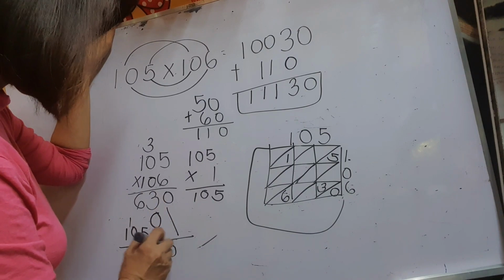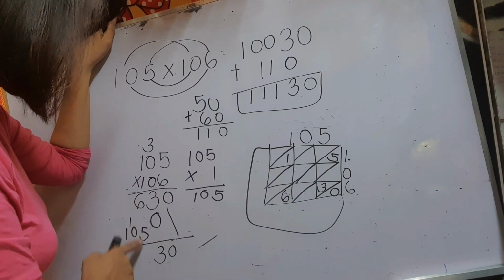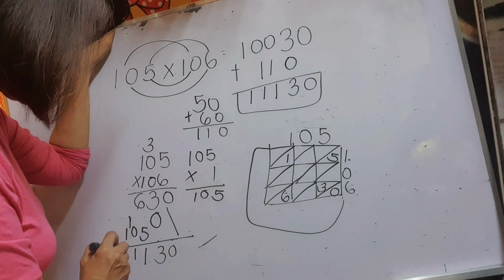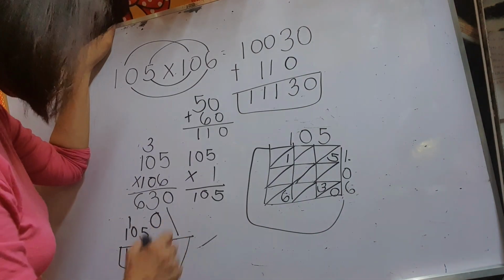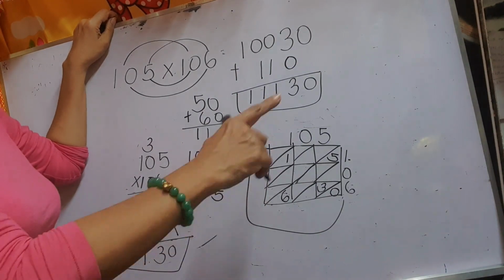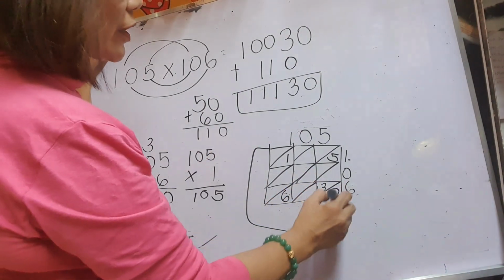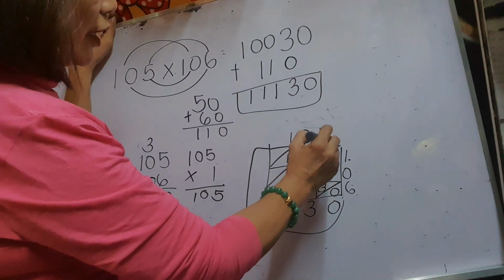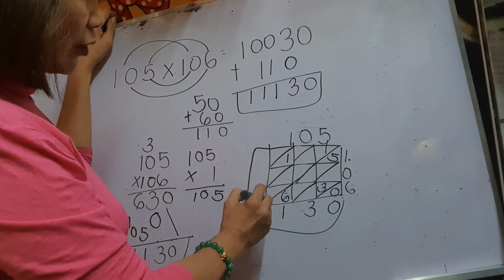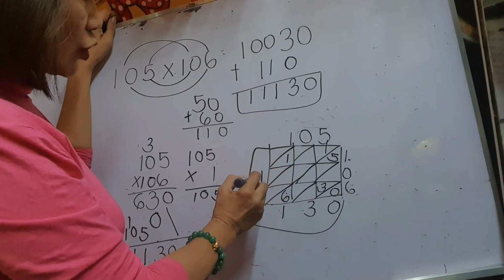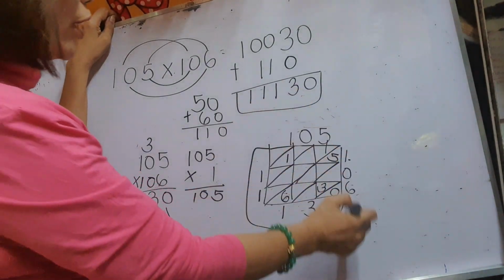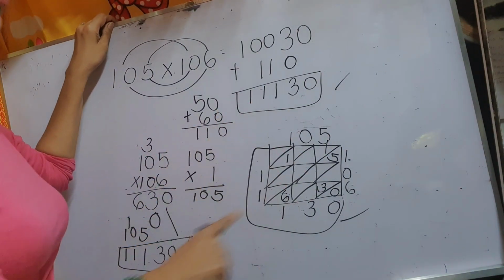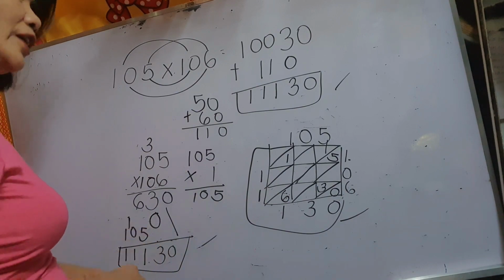Okay, so ito yan. So, 0, and then 3. 6 plus 5 is 11. Carry 1. 0, 1 plus 0 is 1, and then 1. Okay, so ayan. So 11130. Okay, here. Tingnan natin ito. We have here 0, 3, 6 plus 5 is 11. Carry 1, 1, and then 1 here, and then ito yung 1. Okay, so 11130. So still tumama pa rin, no?